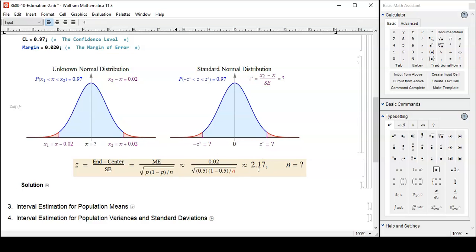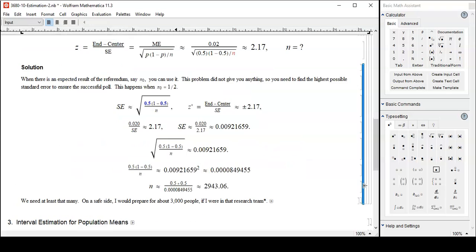Now we have this equation. This is a benign equation. You can solve it algebraically. This is a 3000 level course, so solving this equation algebraically should not be too much of a problem here. I mean, isolate this square root, flip it to the right-hand side and divide, and then square both sides to remove the square root, and go ahead with algebraic solving. Yeah, like that. So SE, this square root expression, is margin of error over the z-score, and then square both sides. And so for n, you end up with 2,943.